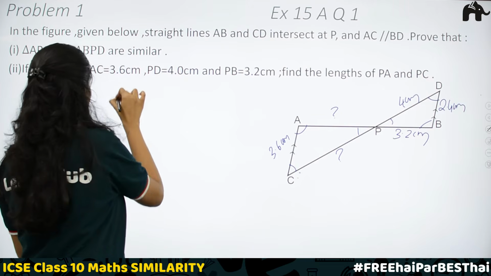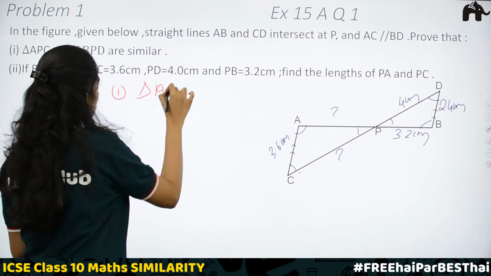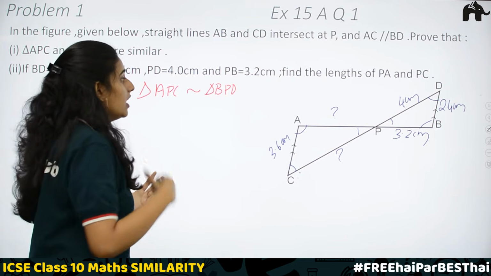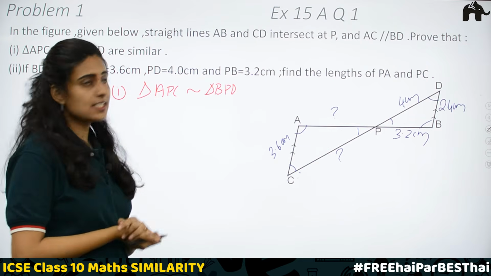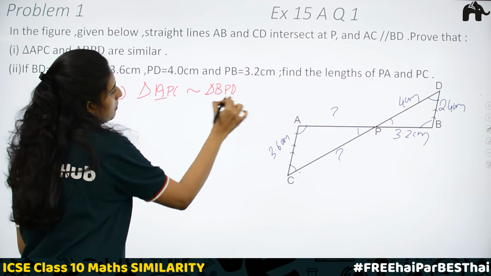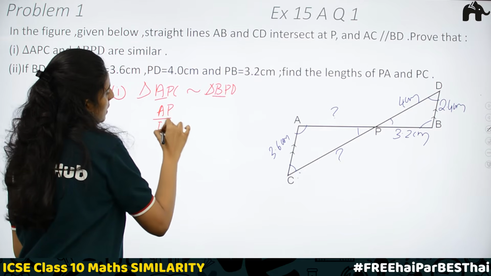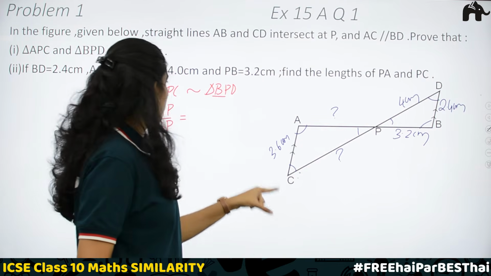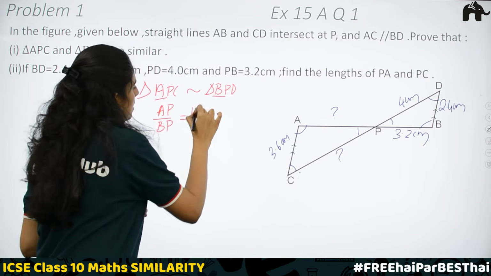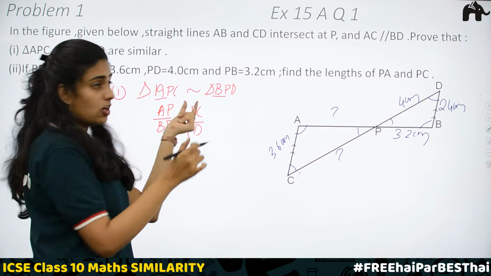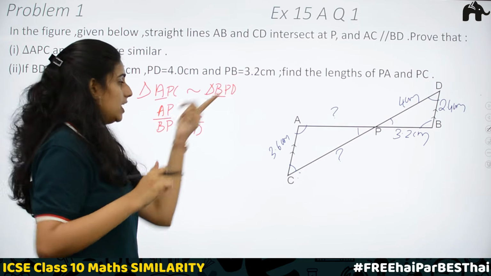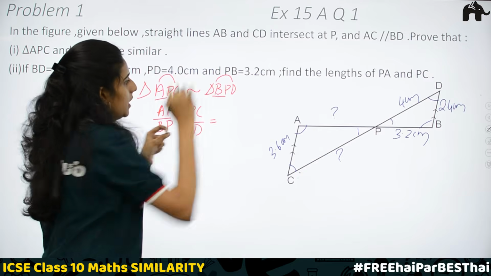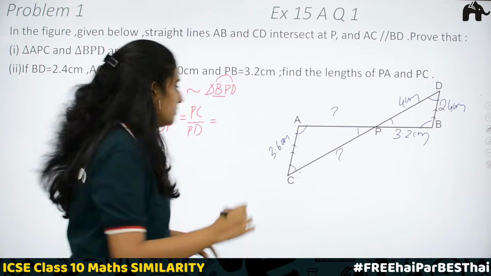From the first part, we have triangle APC similar to triangle BPD. For similar triangles, the ratio of the corresponding sides is equal. That is AP by BP is equal to, corresponding to PC, PC by PD. You have to check this order. When you are taking PC, you will be taking PD as the corresponding side. Equal to AC by BD.